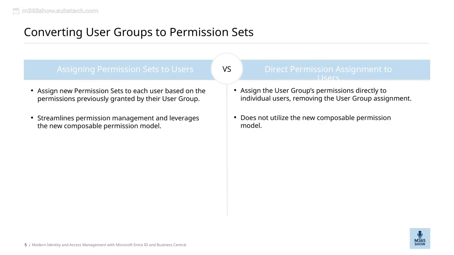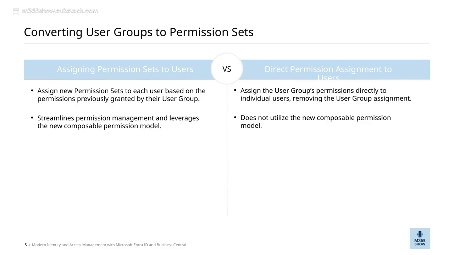Now, let's look at how we can convert user groups into permission sets. This is a key step in modernizing our approach to identity and access management with Microsoft Entra ID and Business Central. Instead of assigning permissions through user groups, we assign permissions directly to individual users. This means removing the user group assignment altogether. It's important to note that this approach doesn't utilize the new composable permission model just yet. Instead, what we do is assign new permission sets to each user based on what their user group previously granted them. This makes the management process more streamlined and easier to control on a user-by-user basis.